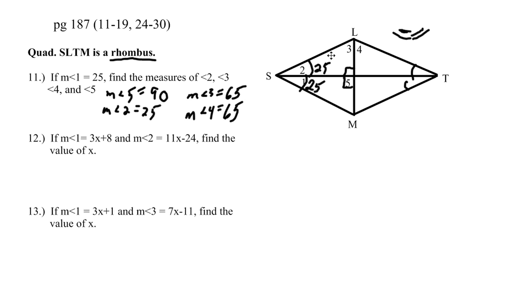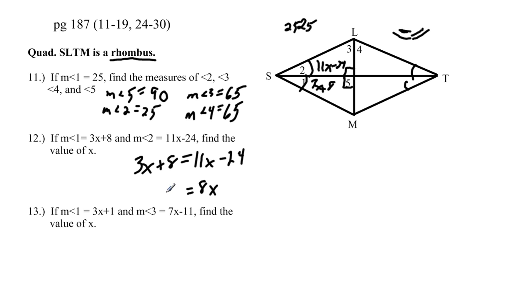Next we have, we replace these, and we say angle 1 is 3x plus 8, and angle 2 is 11x minus 24, and find the value of x. Well, we just said that those two are equal, so we say 3x plus 8 equals 11x minus 24. Subtract 3x from both sides, add 24, and all of a sudden we're looking at x is 4.